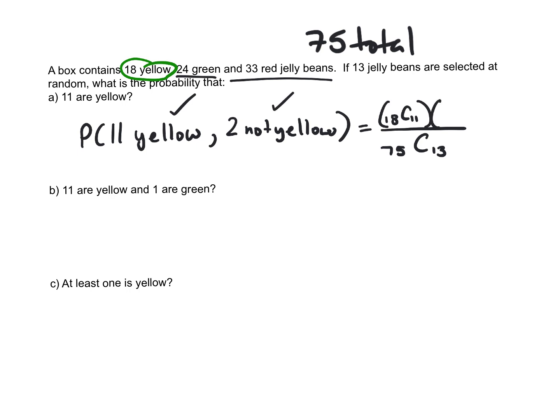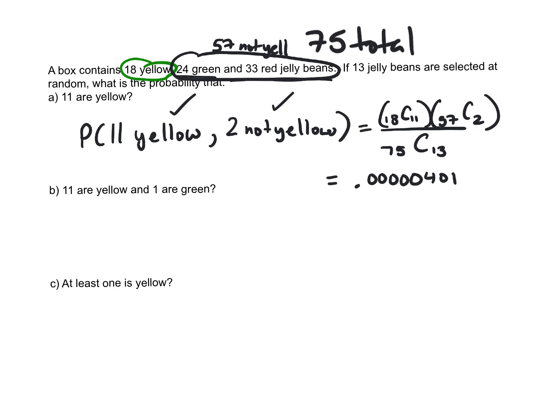And so I'm going to multiply, I want 2 of the not yellow. For the not yellow, it could be the 24 green or the 33 red, so we're saying "or" and putting those together. That's a total of 57 not yellow. So I want 11 of the 18 yellow, and I want 2 of the 57 non-yellow. This would be our probability: 18 choose 11 times 57 choose 2 over 75 choose 13. I went ahead and worked this probability out. It's 0.0000401. So obviously not a very good chance that that happens.